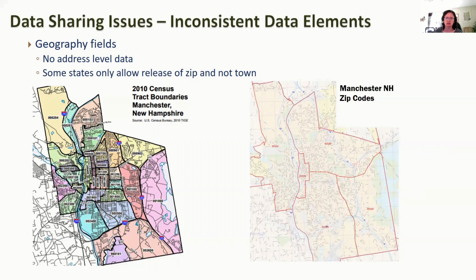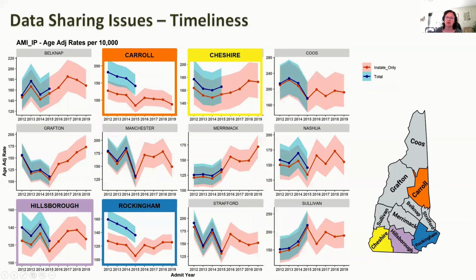In addition to not receiving address data, we sometimes get zip code instead of town. And this is an issue for us because all of our geocoding is done at the town level. That means that we are applying different methods of geocoding to our in-state records versus those out-of-state records. Also, receiving zip code can cause issues when zip codes cross town lines, and almost all zip codes cross census tract lines.